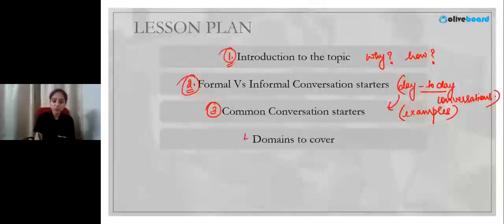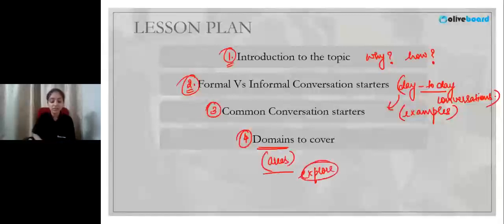And finally, the domains to cover. The last point here says domains to cover. So what are the areas that you can explore to start a conversation? What can you talk about? Can you talk about the weather? Can you talk about the upcoming movies, the latest movies, the novels, etc.? So this is what we are going to cover in this session. How do you talk about these things? That also we'll cover. I hope the introductory part of the session is clear.